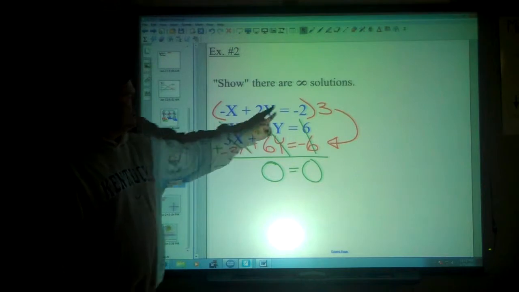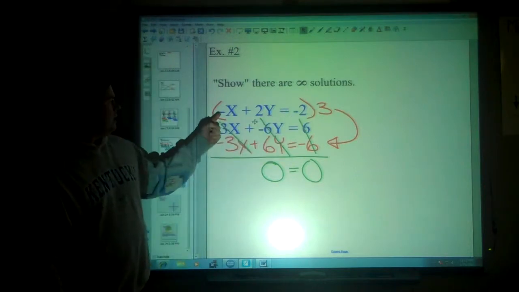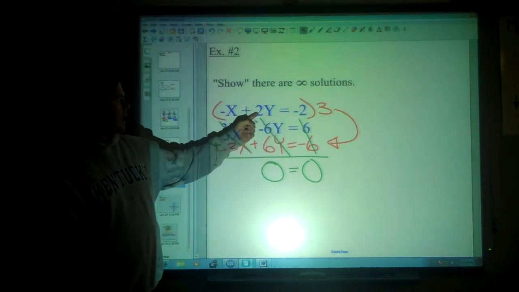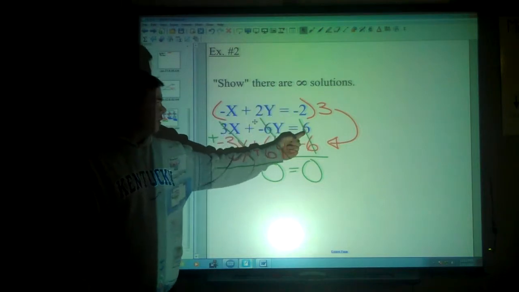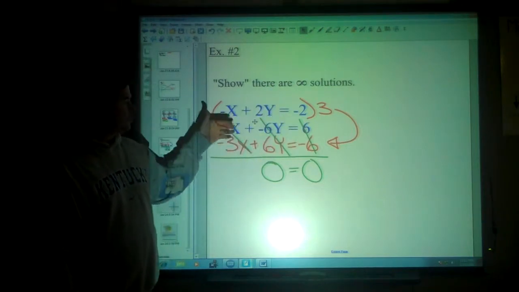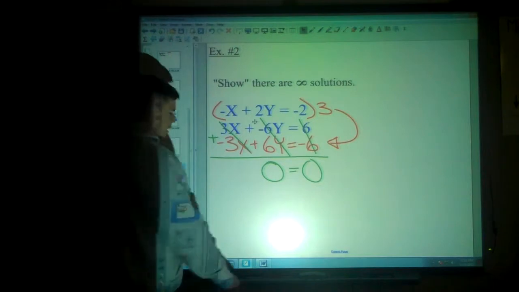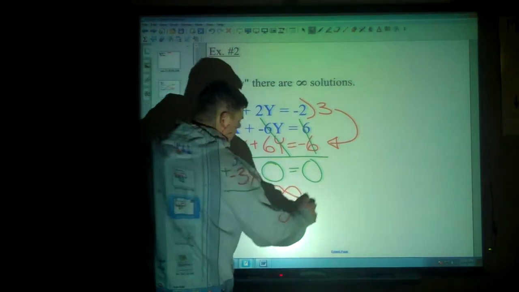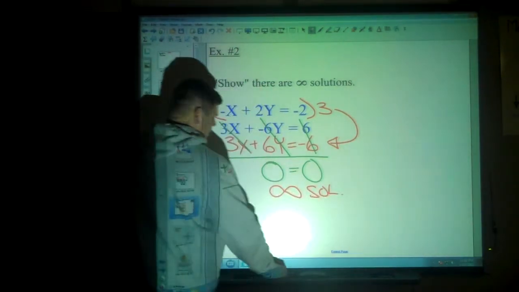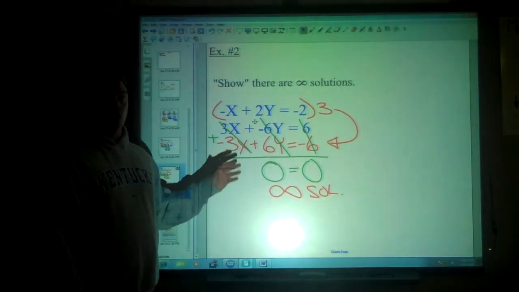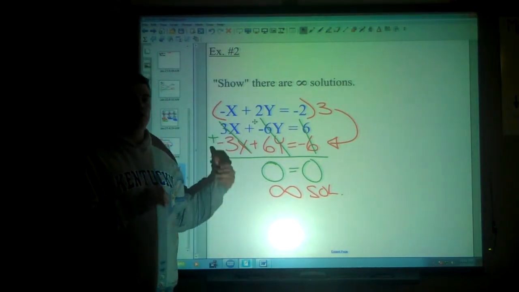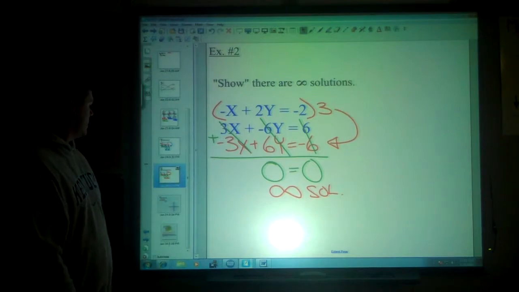If you think about it, you could have multiplied this top by negative 3. That would have produced positive 3x, negative 6y, and positive 6. In other words, the exact same equation. So these two equations coincide. There are going to be infinite solutions. And that doesn't mean that any number works. It just means that there are so many solutions we can't write them all down. Alright?